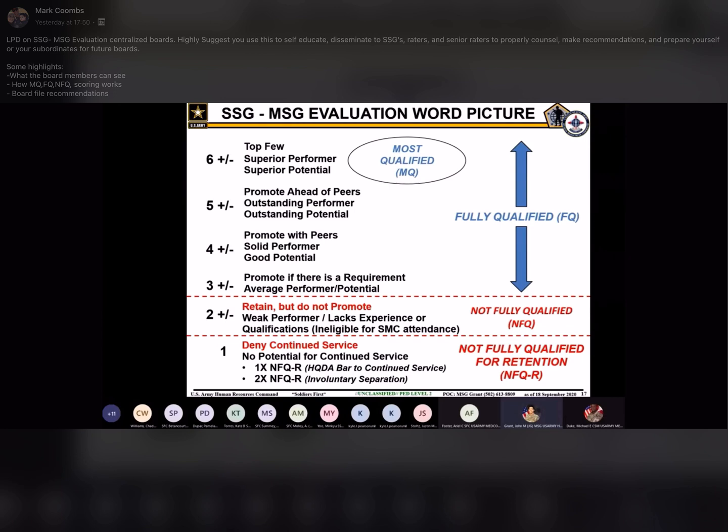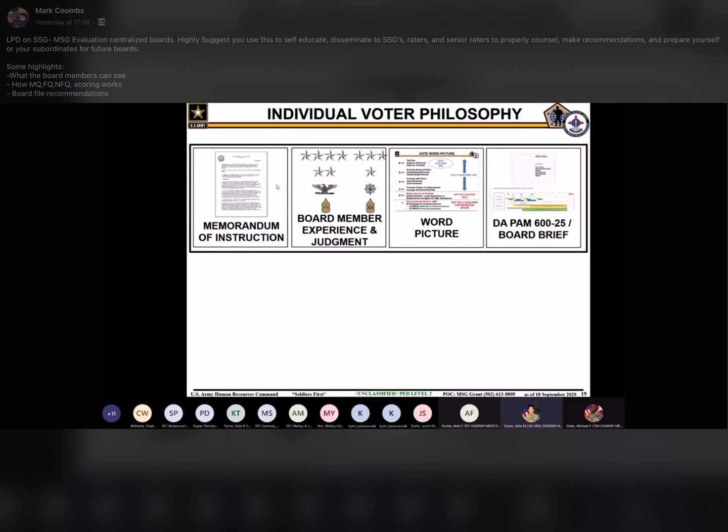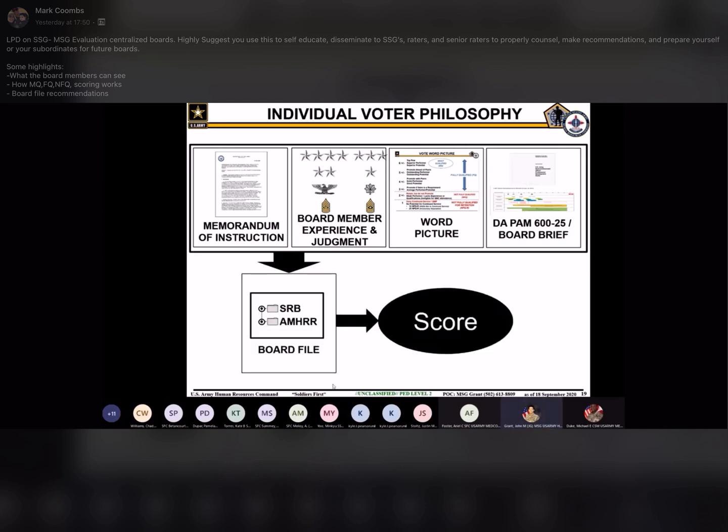So every board member that comes uses their senior leader experience and judgment and the DA PAM 600-25. They determine what a 6 plus means to them, or what a 6 means to them. Actually, that's my next slide, and then I'll come back to this slide. So if you look at this individual voter philosophy, that is what we harp on for the board members. They use the MOI, which is the guidance from the Army. They use their senior leader experience and judgment, that word picture, and DA PAM 600-25, and they develop what that is going to mean to them when they evaluate your file.